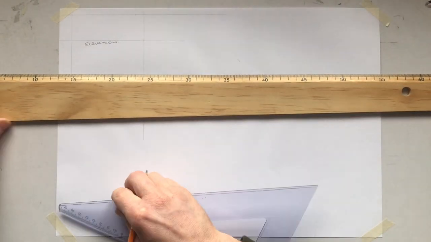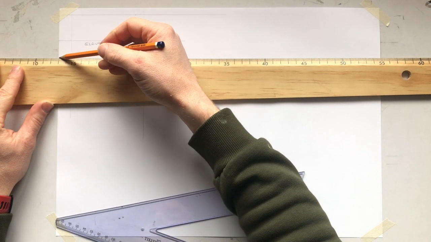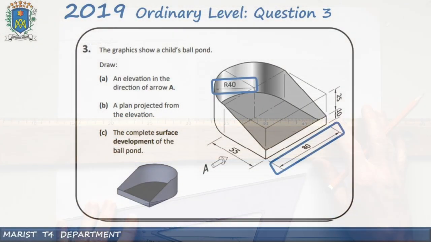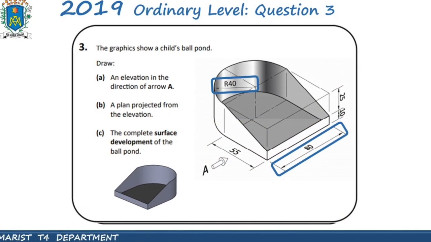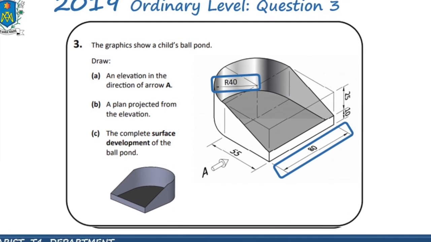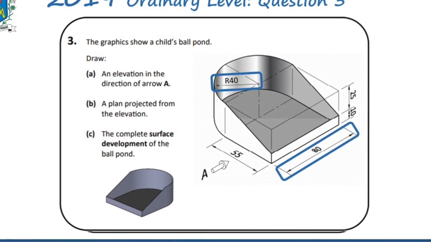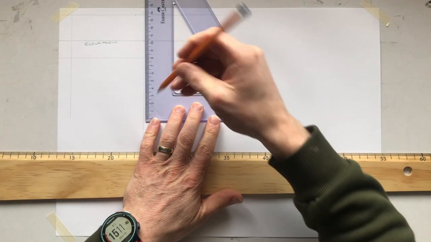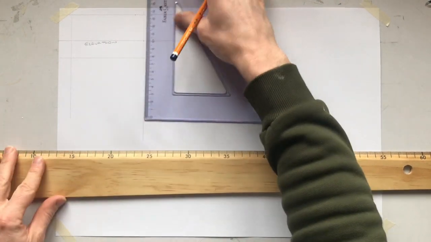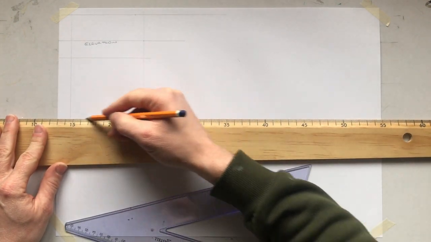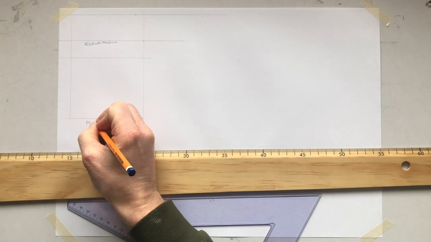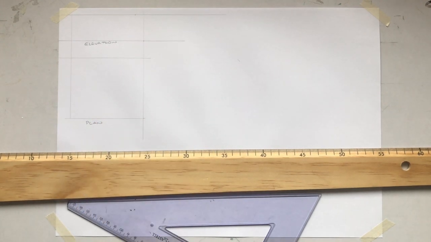I'm going to go ahead now and set up the plan, again just like we would have done in our orthographic. So I'm going to leave about a 20 or 30 mil gap between the elevation and the plan. And now again, if we look at the question here, we can see that the depth, looking at the top from the back to the front, is a depth of 80. So I'm going to measure down my depth of 80 here. And again, I'm drawing this slightly across. And that there then is the space that my plan will fit into.